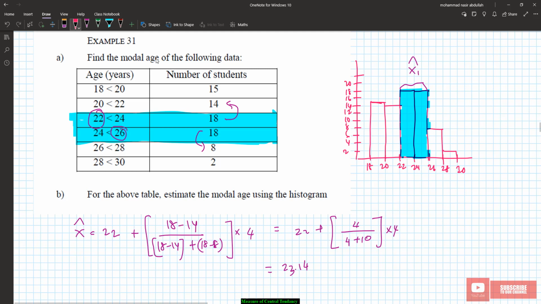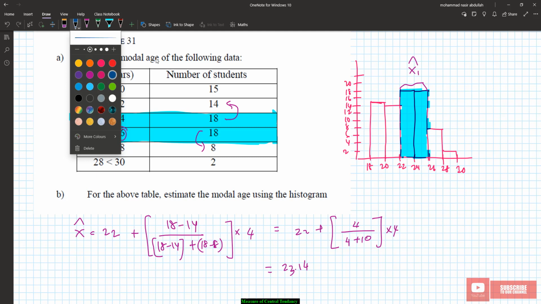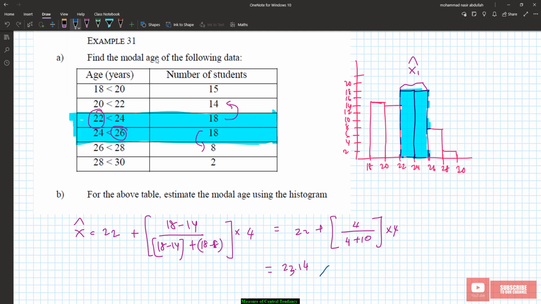There are two methods to find mode. First is by using formula. You need to read the question paper carefully. If I ask you to calculate mode by using formula, it means that you are expecting this kind of answer. If I ask you to find mode from the histogram, I'm not expecting this kind of work, right? If you do it anyway, you will get zero, it won't be accepted. I'm expecting you to give mode from histogram.